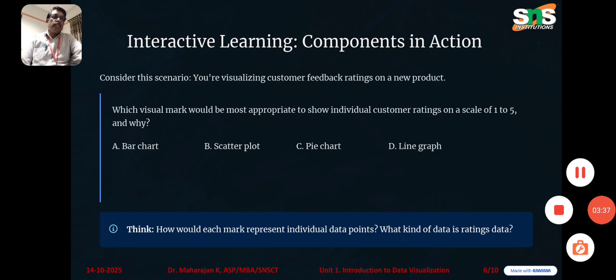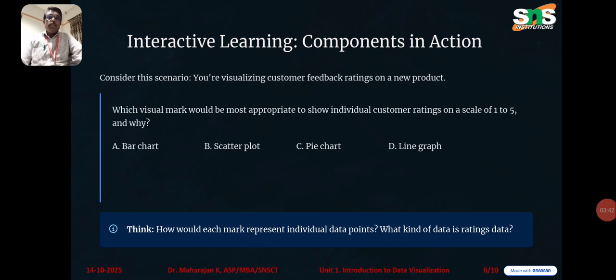To answer this question, we must know the attributes of a bar chart, the attributes of a scatter plot, and what a pie chart is and what it is used for. What type of data goes into a pie chart, whether it is ordinal data, nominal data, or interval data, or whether it is continuous data. On line graphs, where do we use line graphs? So think, how would each represent individual data points?